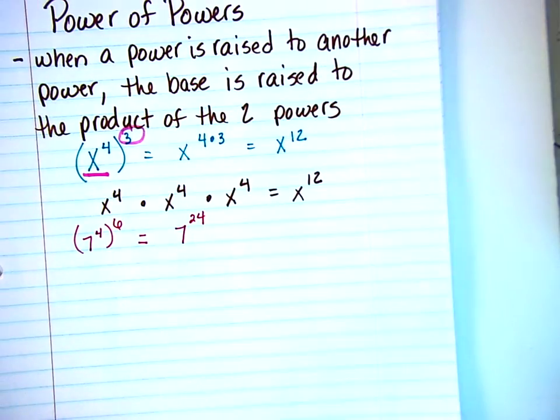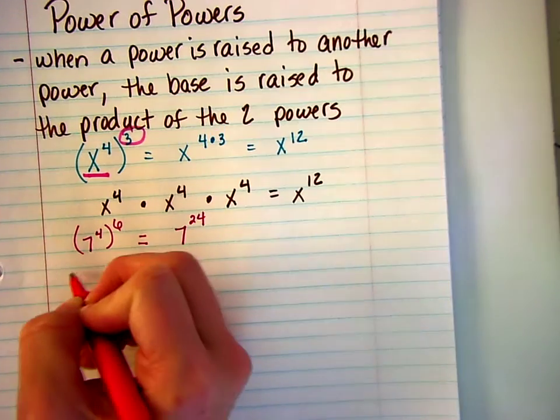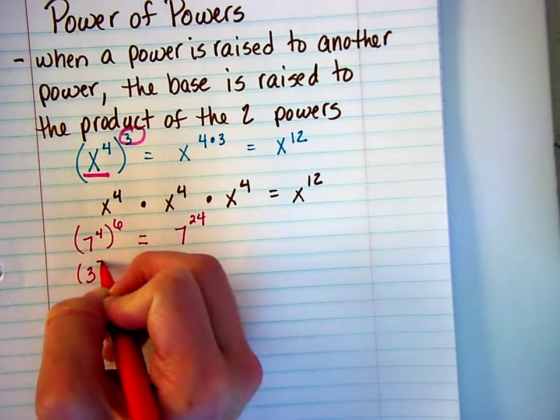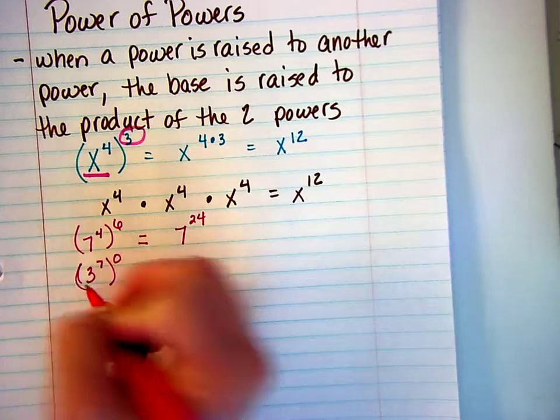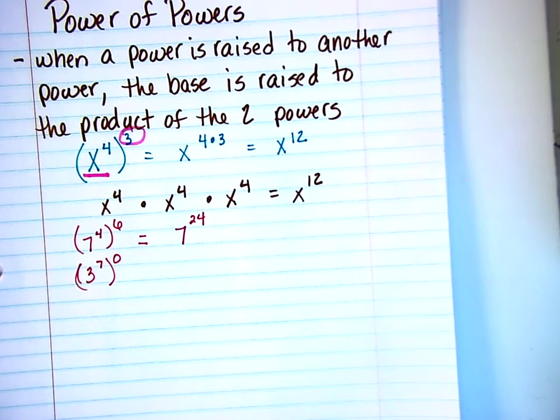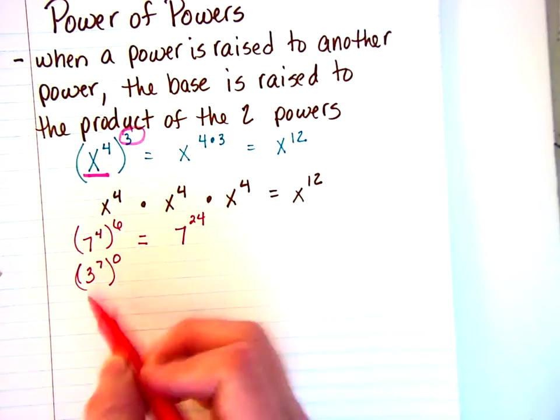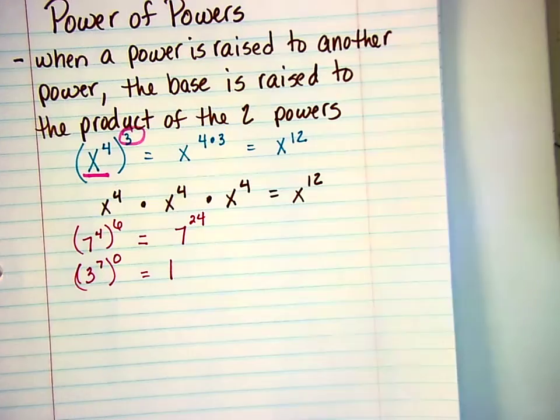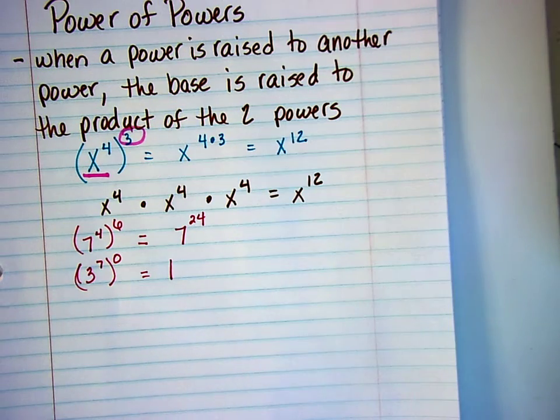Ready for the next one? Watch out, there's going to be some sneaky ones. 3 to the power of 7 raised to the power of 0. I got some of you on this one. Anything raised to the power of 0 is going to equal 1. Yes.